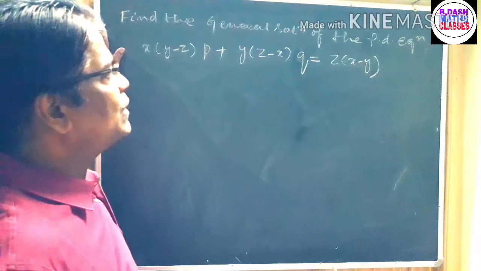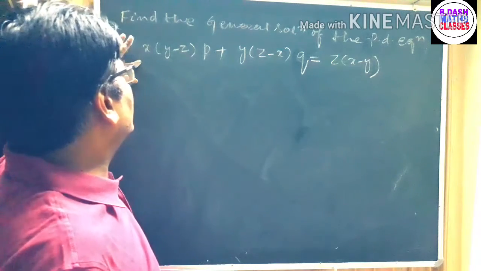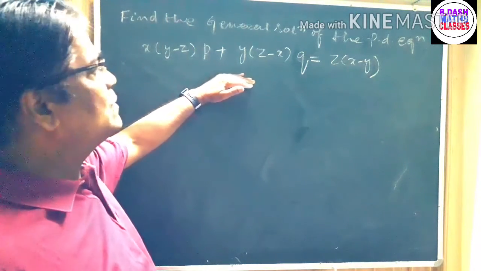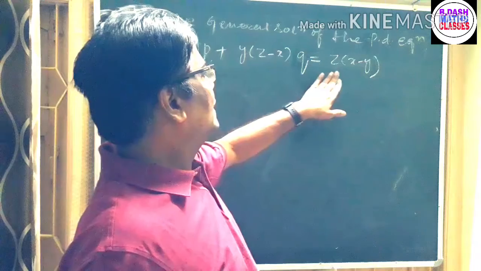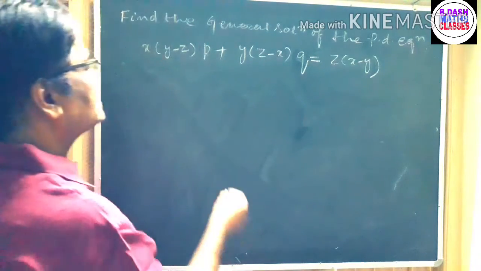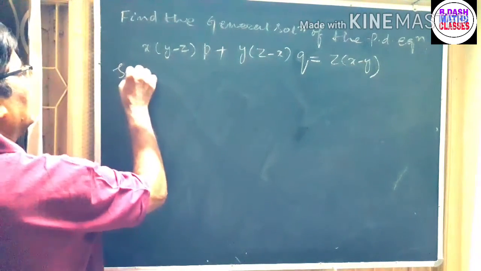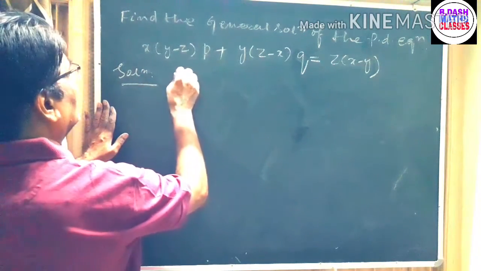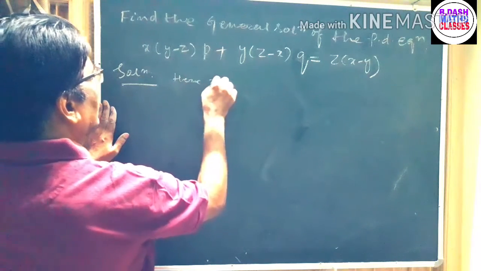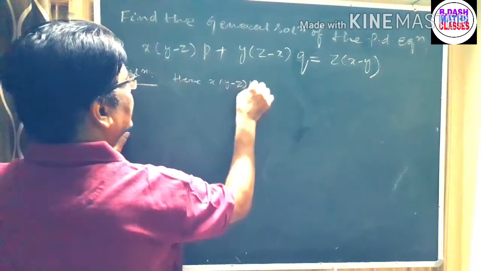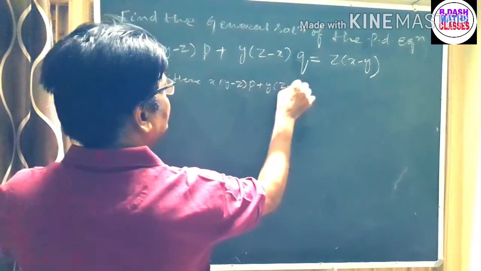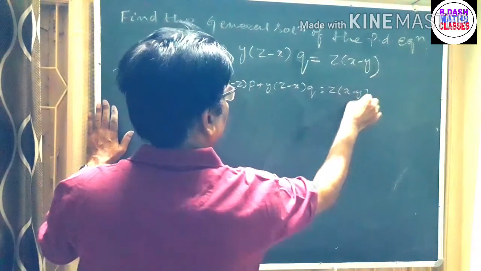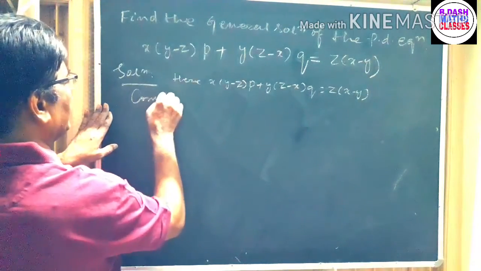Find the general solution of the partial differential equation x into y minus z into p, y into z minus x into q is equal to z into x minus y. Solution. Here x into y minus z into p, y into z minus x into q is equal to z into x minus y.